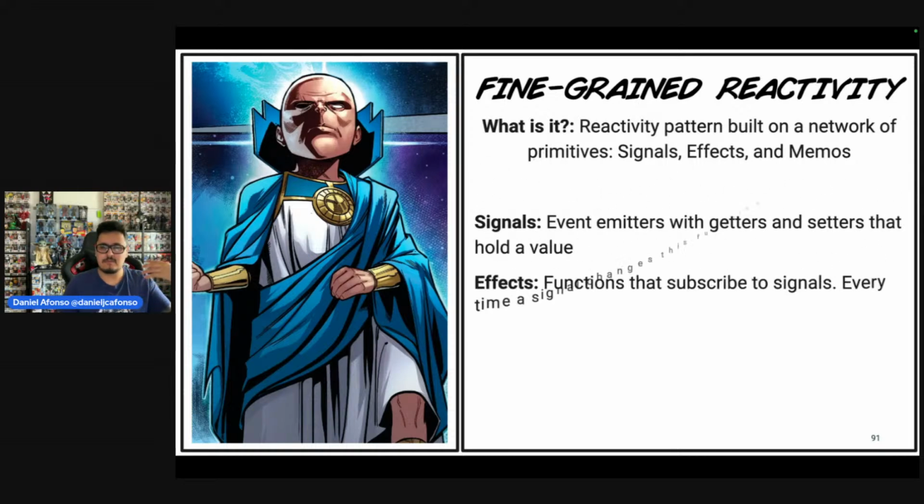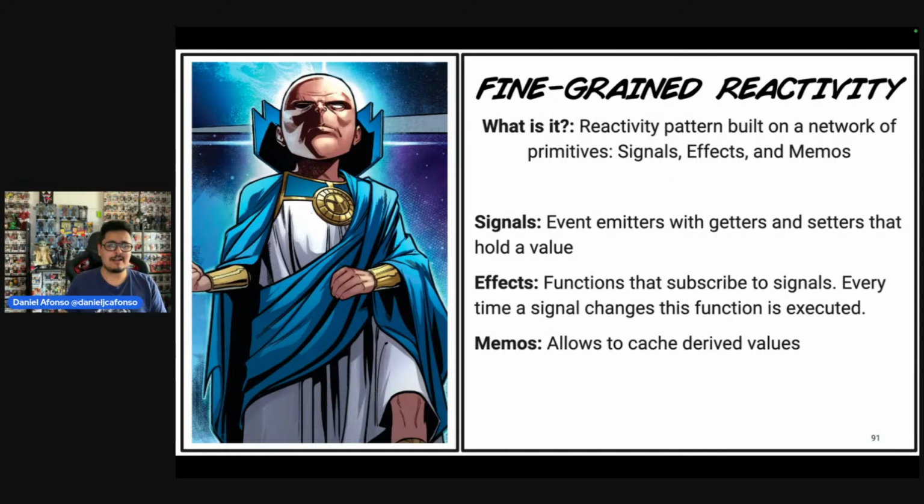So, recapping. Fine-grained reactivity is a reactivity pattern that's built on top of this network of primitives: signals, effects, and memos. Signals are event emitters that have getters and setters and hold the value, and effects are functions that subscribe to these signals. Every time this signal changes, this function is executed. On the other side, we have memos, which allow you to cache these derived values. And this was fine-grained reactivity in a nutshell. I hope you all enjoyed it.